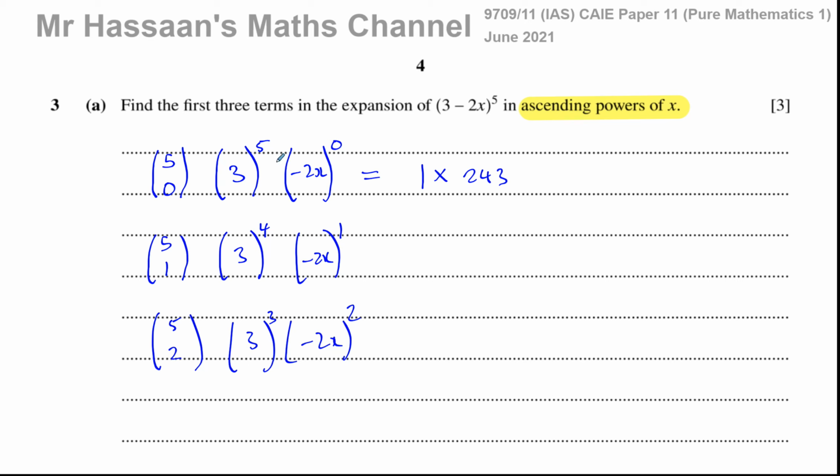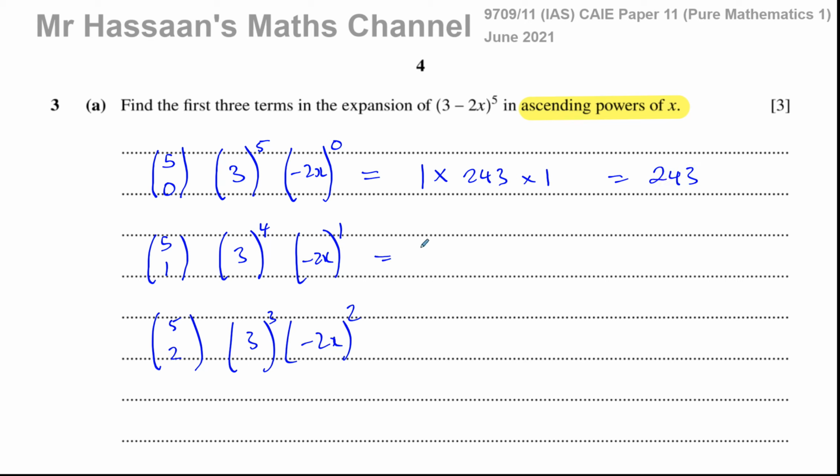And then you have (minus 2x) to the power 0, which is also 1. A negative number raised to the power 0 is going to be 1. Anything raised to the power 0 is 1, even if it's negative, as it's inside the bracket. So (minus 2x) to the power 0 is going to be 1. That gives you 243 for the first term.